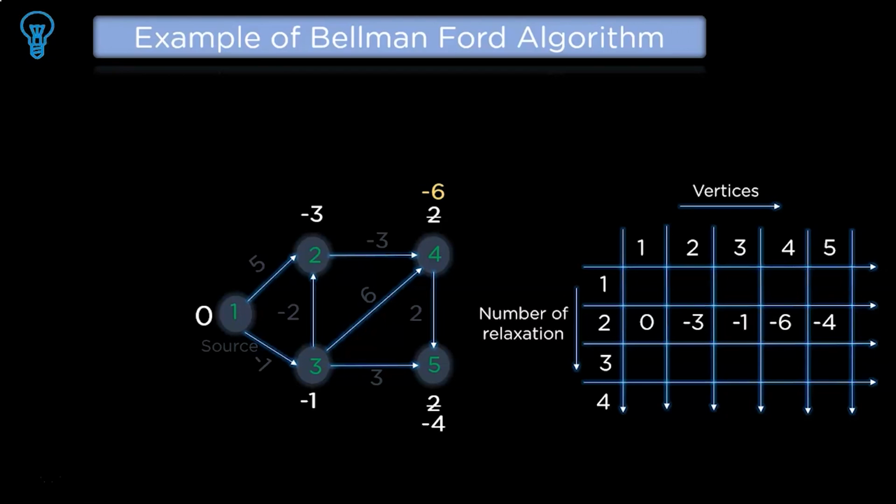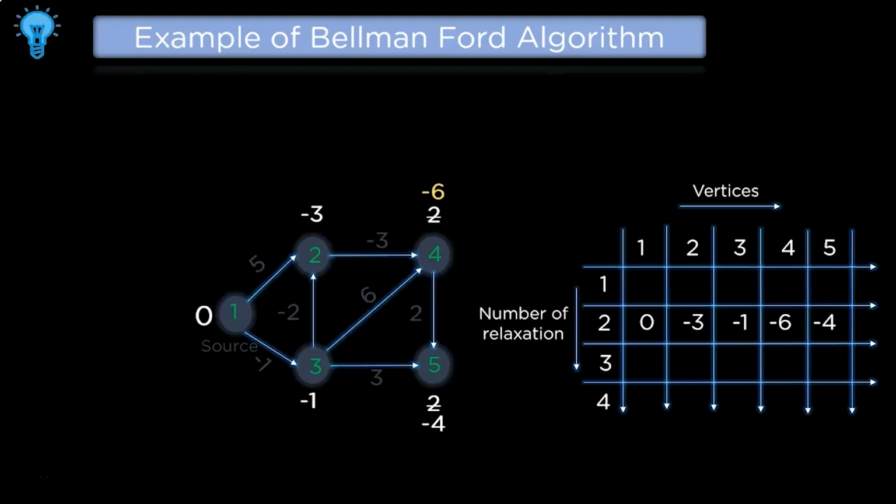Now we have an edge of 3 to 5, where the weight is 3 and the cost is calculated as minus 1 plus 3, which is 2. And 2 is less than infinity. Finally, we have an edge of 4 to 5, where the weight is 2 and the cost is calculated as 2 plus 2, which is 4. But 4 is greater than 2, so we are not going to replace it. So in the table of the first relaxation, we will now update all the vertices with minimum cost.